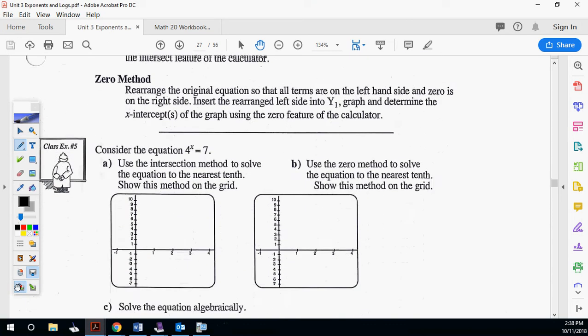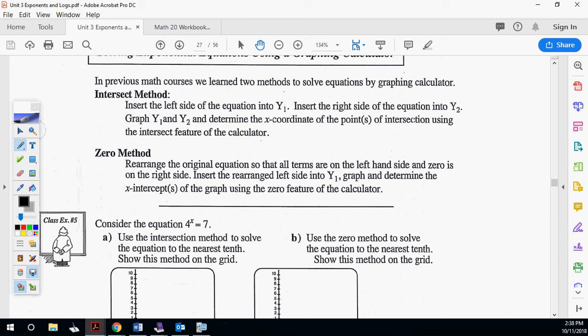Okay, so if you guys are familiar with this, I'm going to summarize this. The intersect method is when the graphs cross, you're going to find the intersect for their solution. And then the zero method is when you have two equal equations, you subtract them to one side and now find the zero because nothing's over there. They both give you the same answer. So it doesn't matter which one you use.